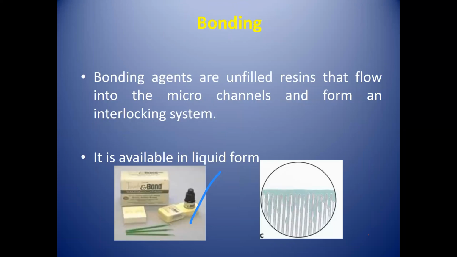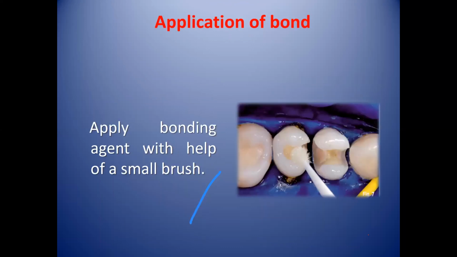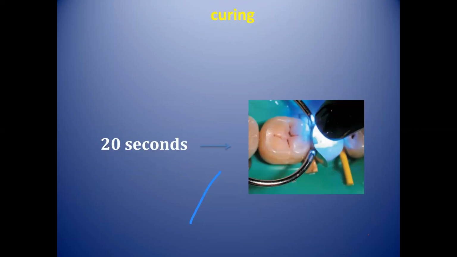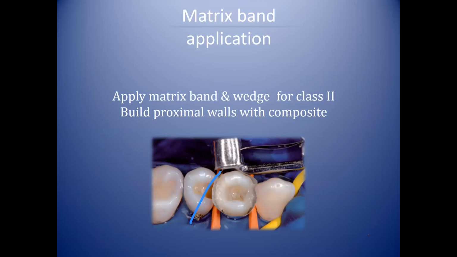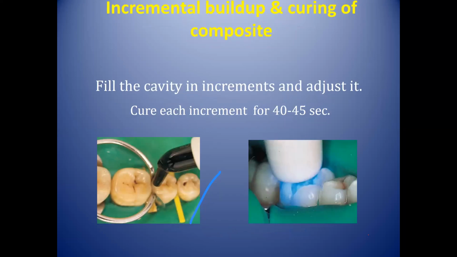Then the bonding agent, which is unfilled resin, is applied. It forms an interlocking system. The bonding agent is applied to the conditioned tooth structure. After 20 seconds, it is lacquered and the matrix is placed. In class 2 cases, we have to build up the proximal and then do incremental layering of the main bulk composite.